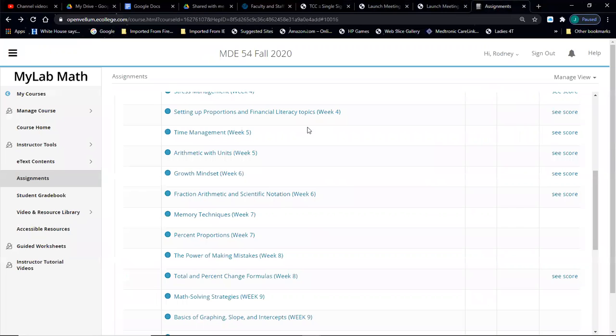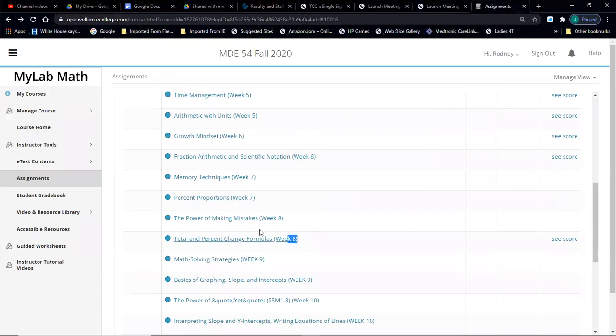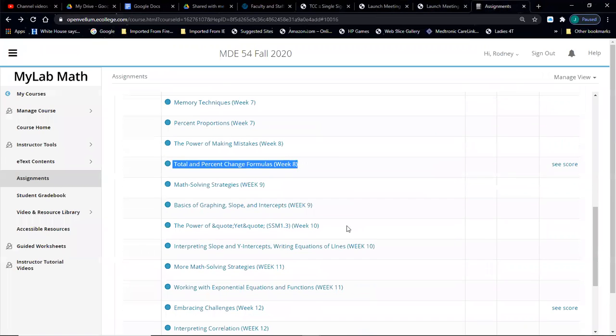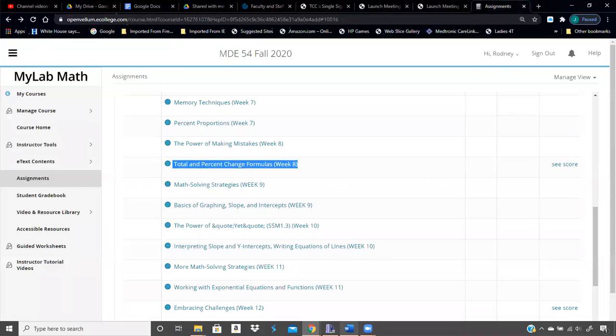So what I want to do today is do some more of those total and percent change problems. I also want to go into some of these math solving strategies. We'll have some fun there, and we'll go from there.